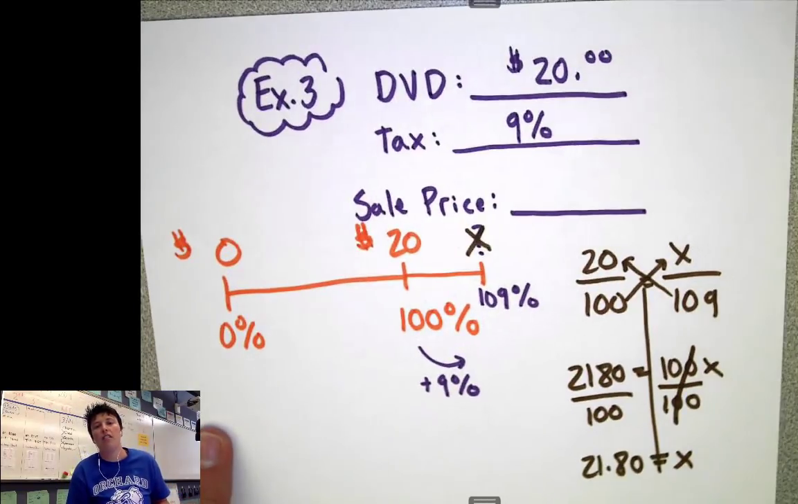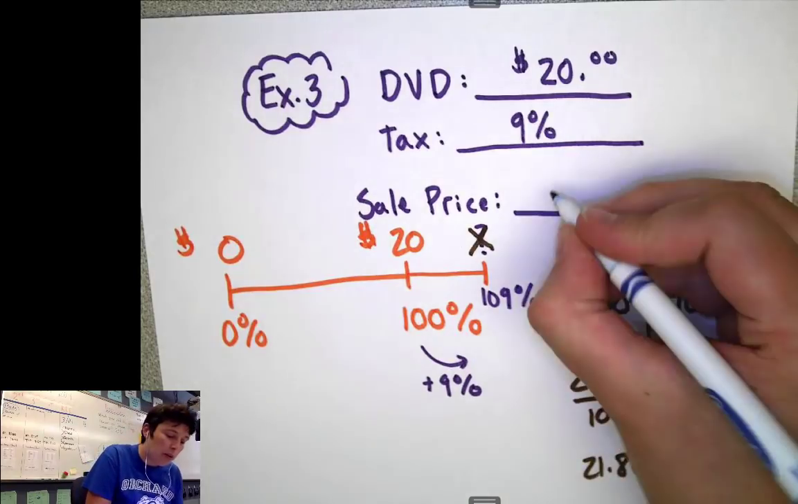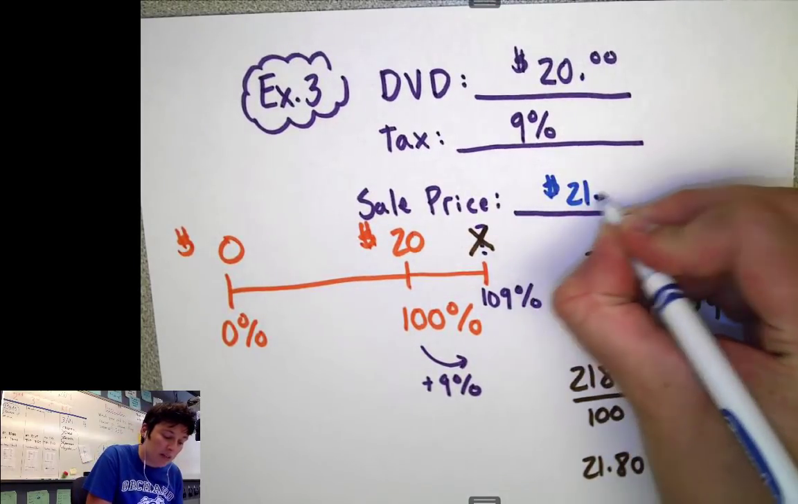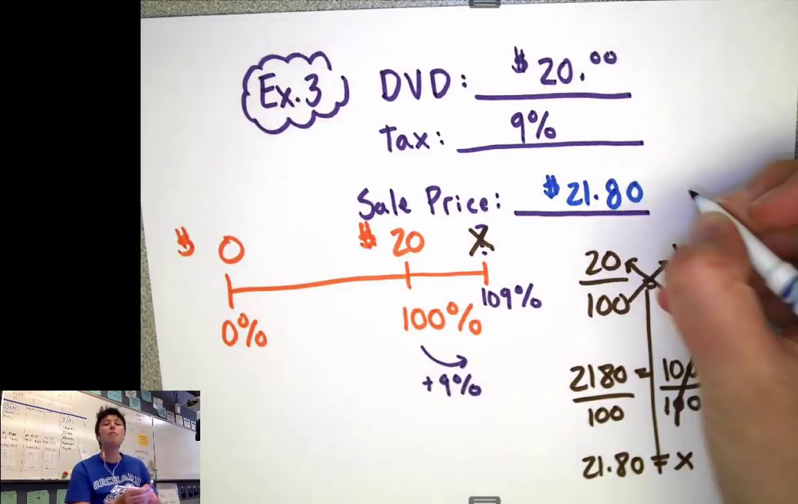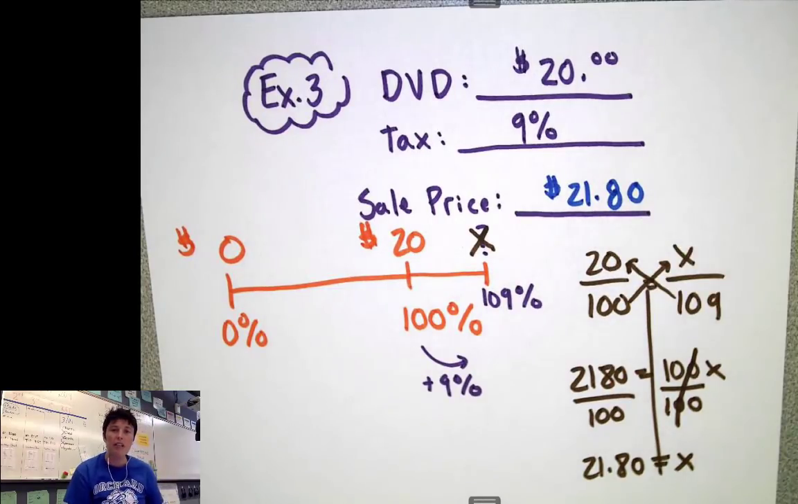So my $20 DVD, when I get to the register, is actually $21.80 out of my pocket. But remember, the store owner is going to keep the $20, and that extra $1.80 that you spend, that's the tax money. That goes towards the public parks and the policemen and the firewomen and all those good things. So that's that added on price.